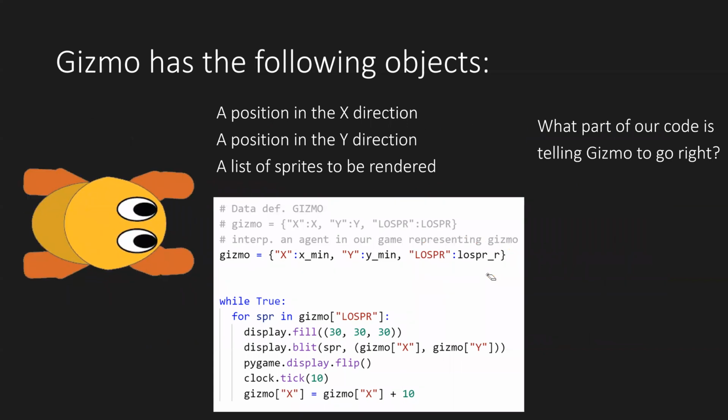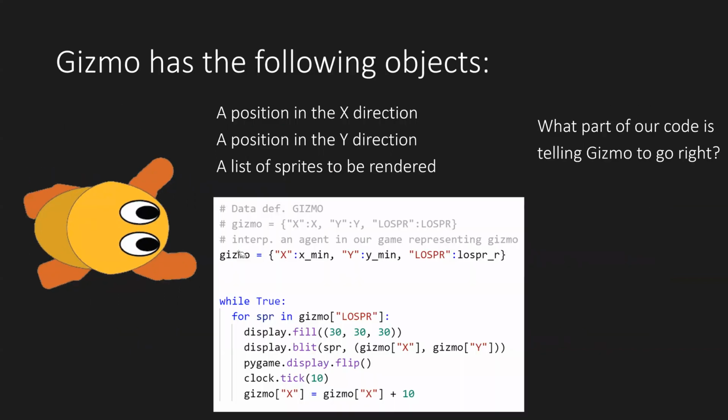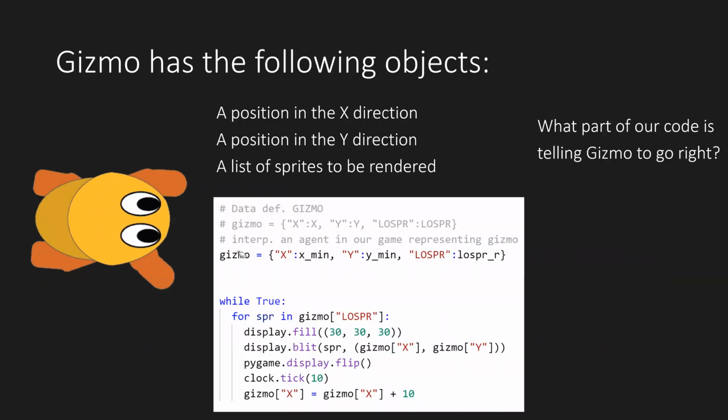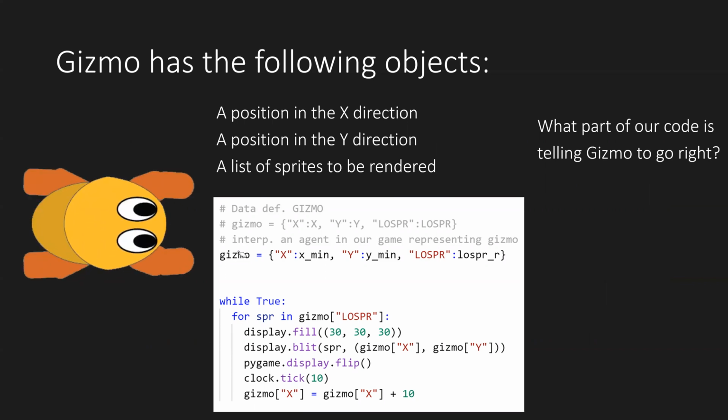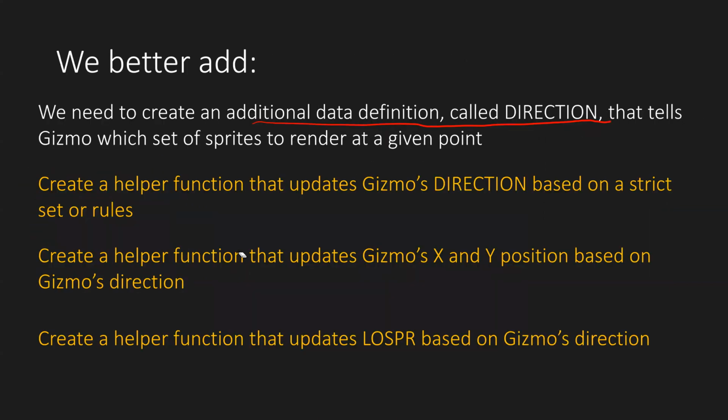Otherwise, change it to whatever is appropriate. That's why we need a direction. So then we're also going to create a helper function that updates the position in X and Y, depending again on the direction. Because if you are going to the right, you're adding to X. If you're going to the left, you're subtracting from X. Up, subtracting from Y, and down, adding to Y. So here is, oh, I put it ahead. Okay, and finally, we need to create another helper function that updates the list of sprites based on Gizmo's direction.